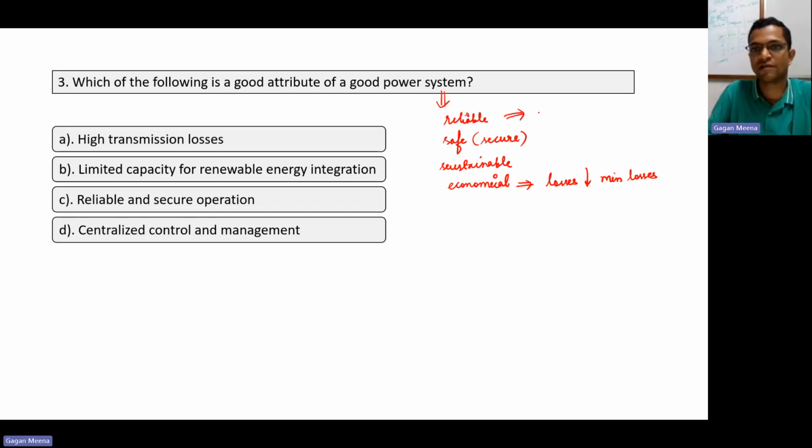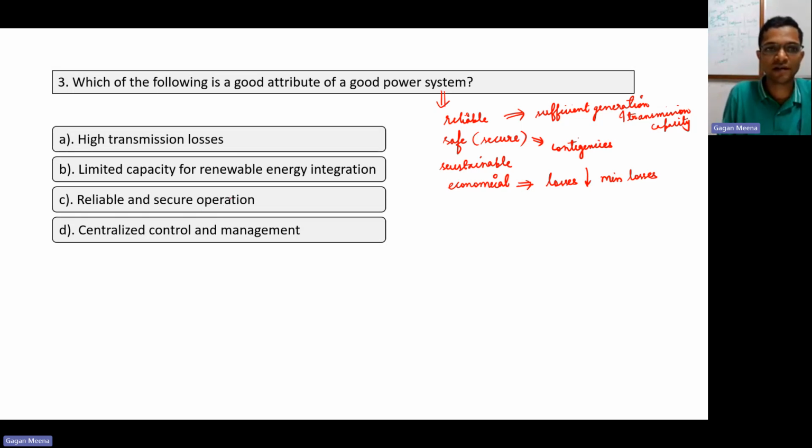Reliable, we want sufficient generation and transmission capacity. It should be able to handle contingency. Reliable and secure operation, yeah, this is already discussed.